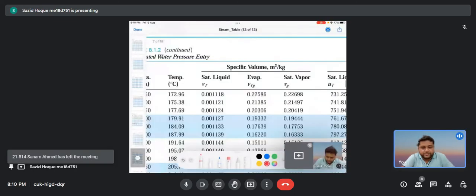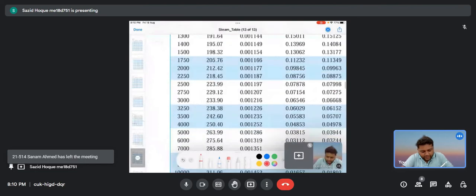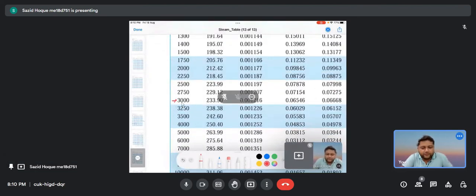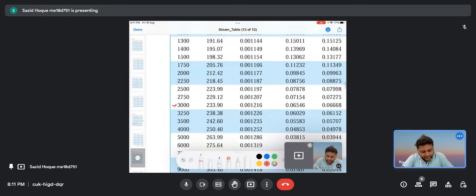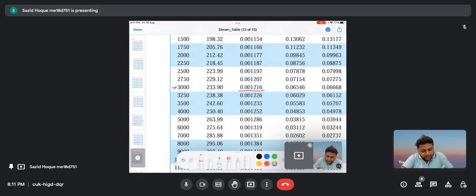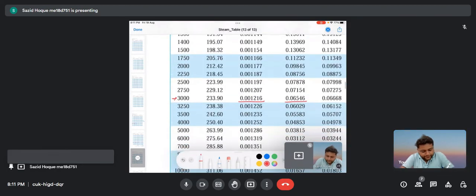So what is 3 megapascal? 3 megapascal is nothing but 3000 kilopascal. So these unit conversions I told you earlier, you have to be aware of all this. You should know kilopascal, megapascal, even bar, atmospheric pressure, everything you should know. So at 3000, we need to find out what is vf. Vf is this one, and this is vfg. So these two values you can use.